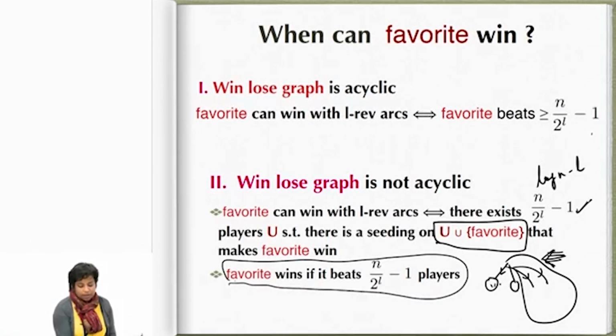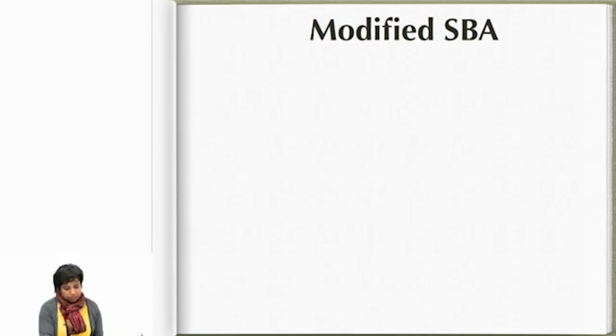Now if the favorite actually beats all these players, it's not that there exists a seeding that V star can win. This property, that there exists a seeding that V star can win, does not require V star to beat everybody. But if V star could actually beat all of those people, then of course it's an even better situation, right? So this is the acyclic situation that is not needed or does not hold for this non-acyclic case.